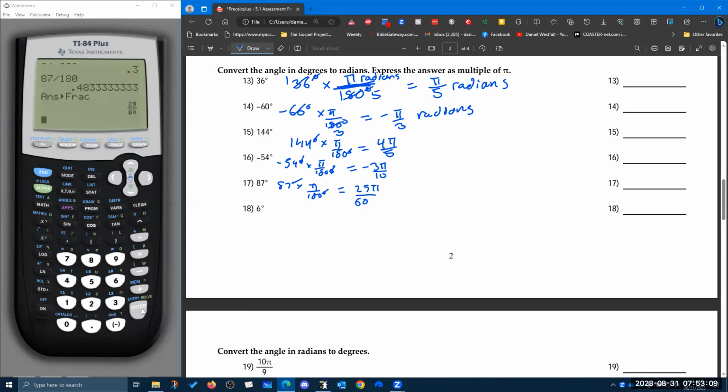And my last one here is 6 degrees times pi over 180. I know that 6 goes into 180 30 times. So this is going to be pi over 30. And again, on all of these, you can put radians, or you can put rad like that as an abbreviation for radians.